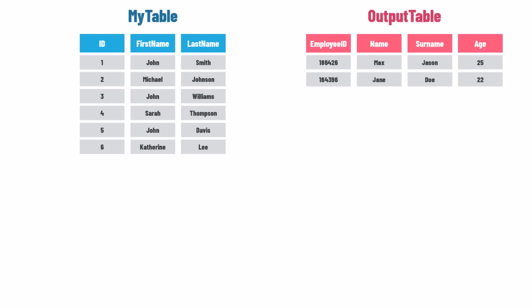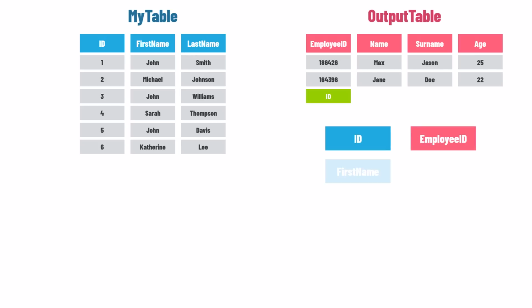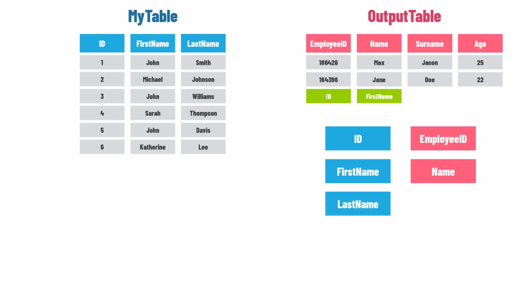I want to store the content of column ID from the first table, in the column employee ID of the second table. The content of column first name from the first table, in the column name of the second table. The content of column last name from the first table, in the column surname of the second table. To store the output of the query in this table, I have to change the expression of select clause. Let's see how to do that.